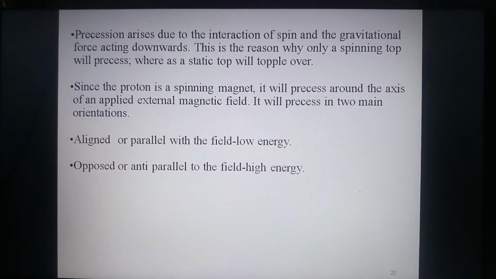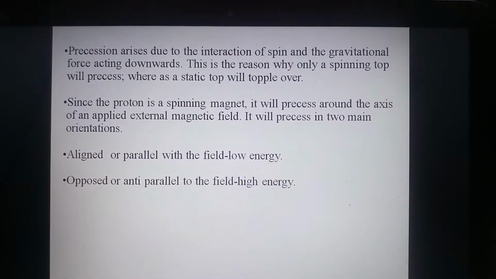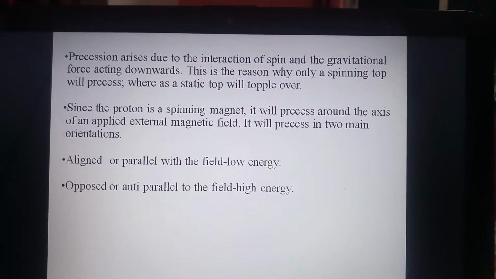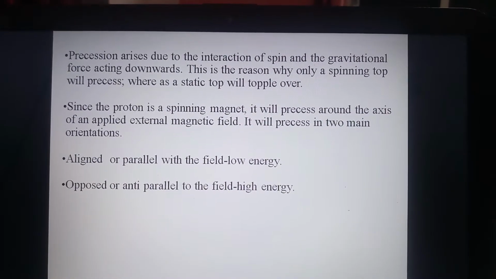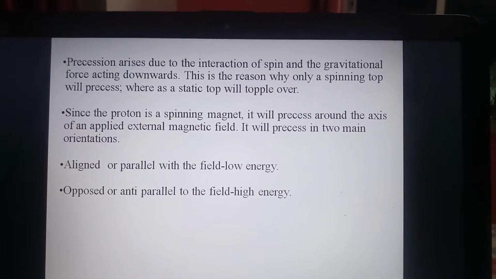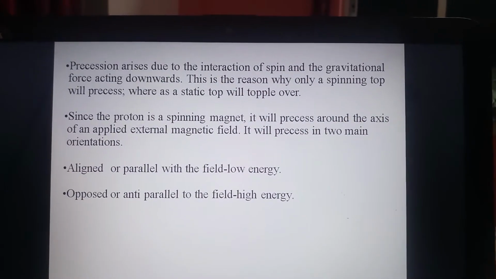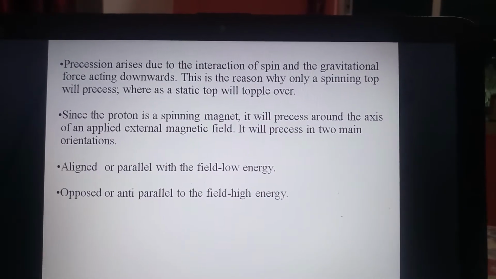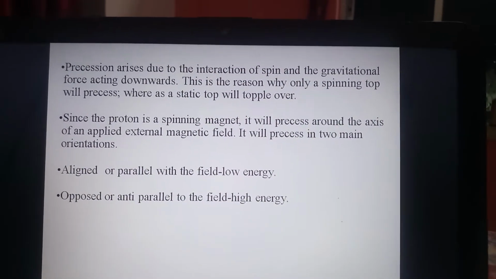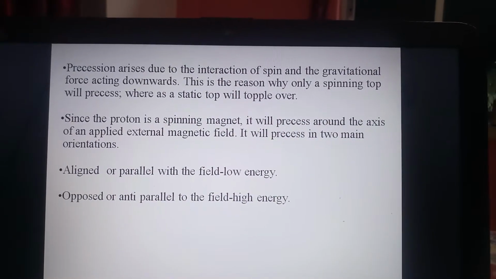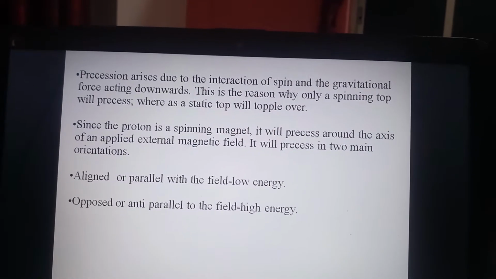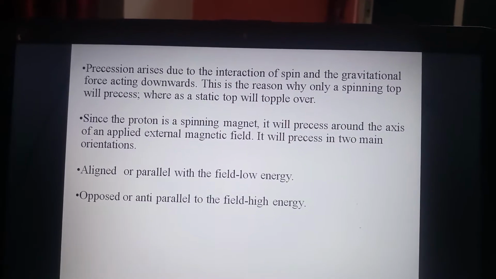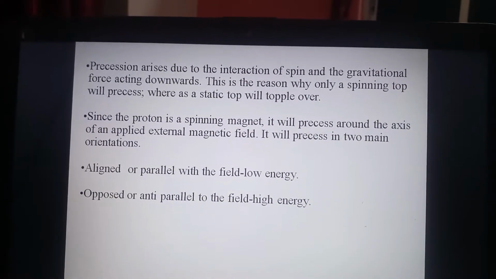Now, precession arises due to the interaction of spin and the gravitational force acting downwards. This is the reason why only a spinning top will precess, whereas a static top will topple over. Since the proton is a spinning magnet, it will precess around the axis of the applied external magnetic field. It will precess in two main orientations: either aligned or parallel with the field, which is of low energy, or opposed or anti-parallel to the applied field, which is of higher energy.